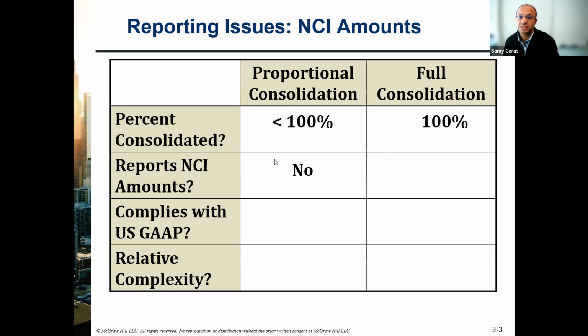So when I say 100% full consolidation, it means we consolidate all the financial statements. Under proportional consolidation, we don't report the NCI, but under full consolidation, we put the NCI in every statement. Proportional is not in compliance with US GAAP, and this is the reason I'm not going to discuss it in this chapter, but full consolidation is required. And finally, full consolidation is hard. This is the reason we spend several chapters and take several examples to understand how to do full consolidation. So let us have two quick examples and three exercises in this lecture.